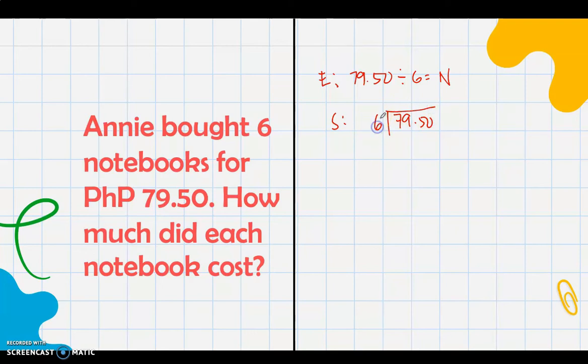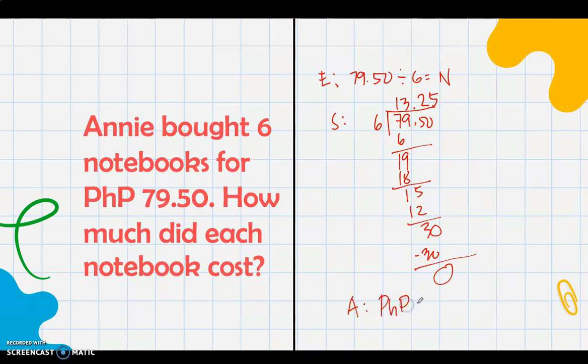So going back to our lesson about division, put the decimal point on top of the decimal point of the dividend and start dividing. So 7 divided by 6 is 1, then 6, that is 1, 9 divided by 6 is 1, 6, that is 3, 18, 1, then bring down 5, that is 2, 12, 3, 0, then 5. Therefore, 30, no more remainder. Therefore, each notebook costs 13 pesos and 25 centavos. So that is our answer.